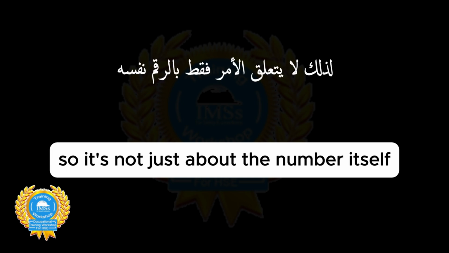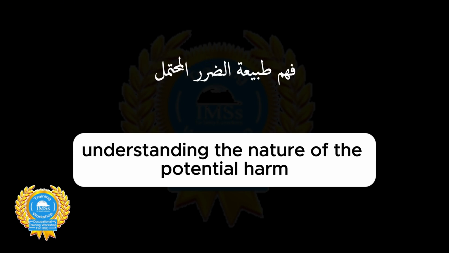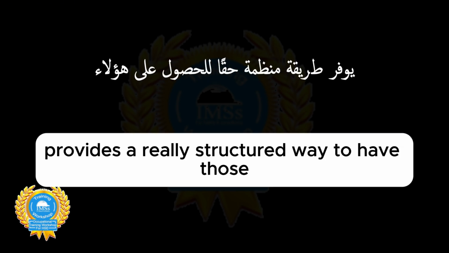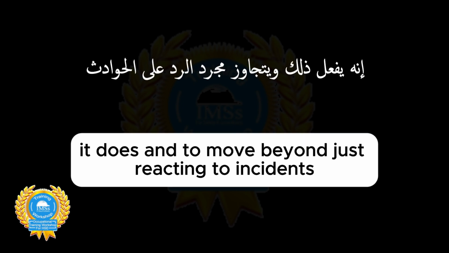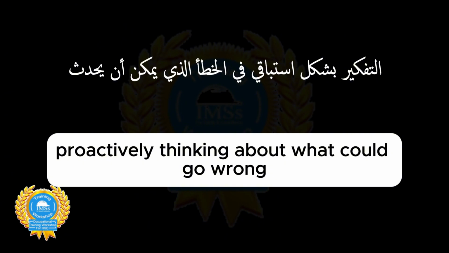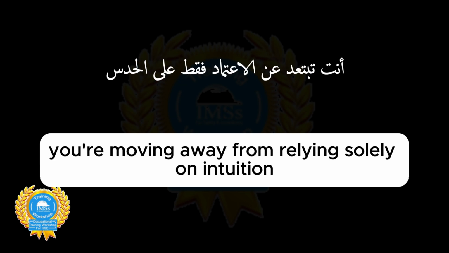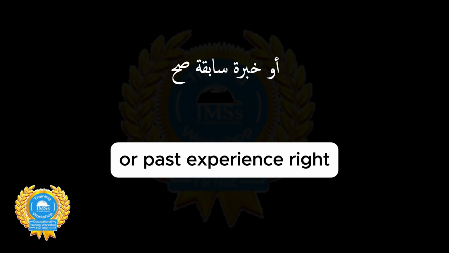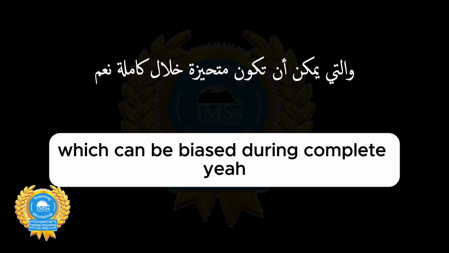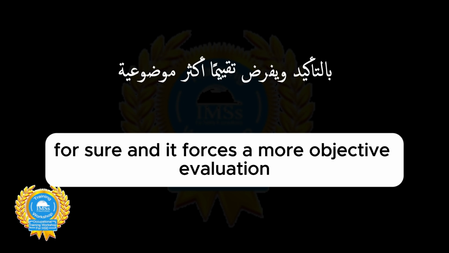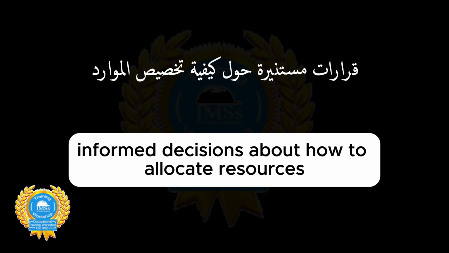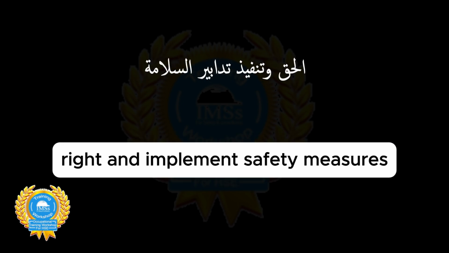So it's not just about the number itself. No, it's about understanding the nature of the potential harm. And I think this matrix provides a really structured way to have those conversations, and to move beyond just reacting to incidents, to proactively thinking about what could go wrong and how likely it is. By having that structured approach, you're moving away from relying solely on intuition or past experience, which can be biased or incomplete. It forces a more objective evaluation, which leads to better informed decisions about how to allocate resources and implement safety measures.